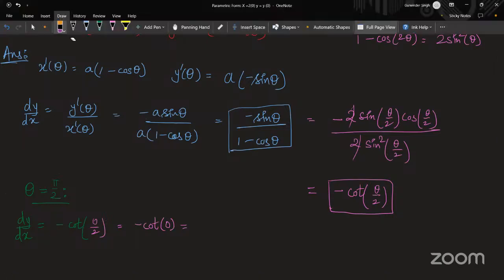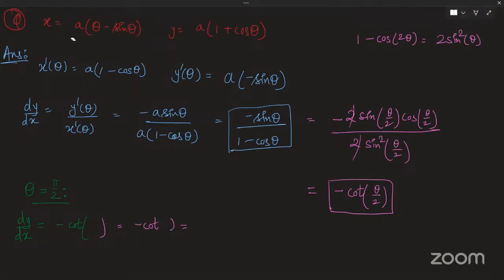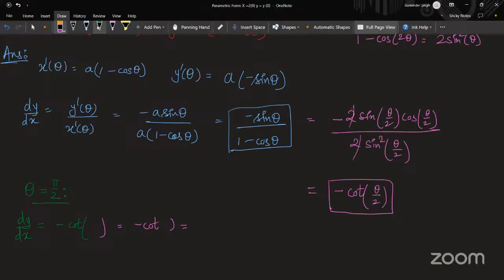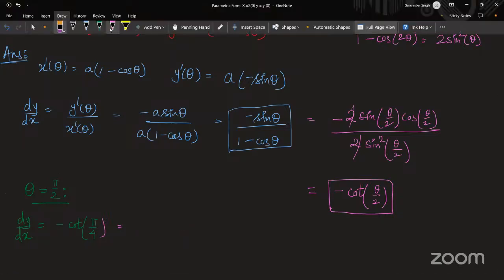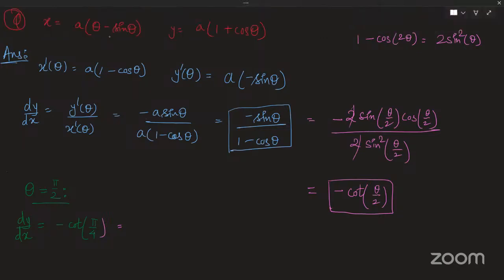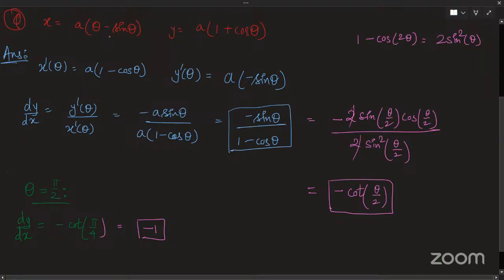Minus cot of 90... no, it is pi by 4. So pi by 4. What is cot of pi by 4 equal to? Tell me. Minus cot of pi by 4. What will it be? 1, sir. Minus 1. Minus of 1, right? Great.